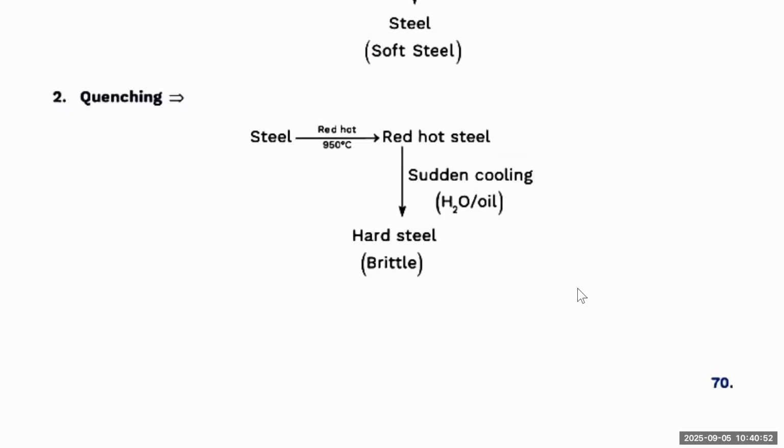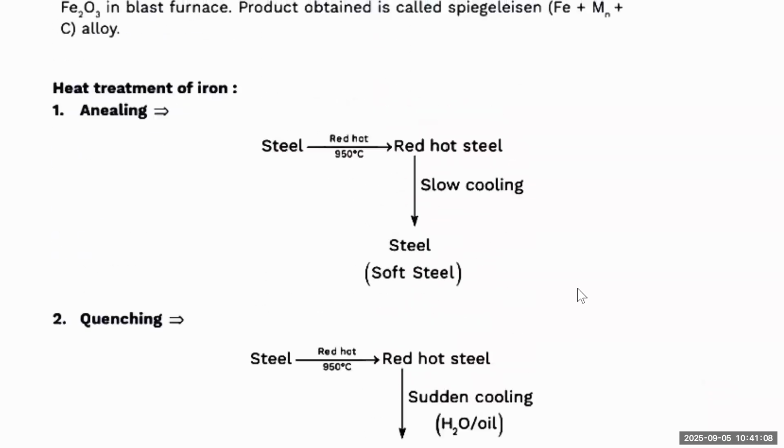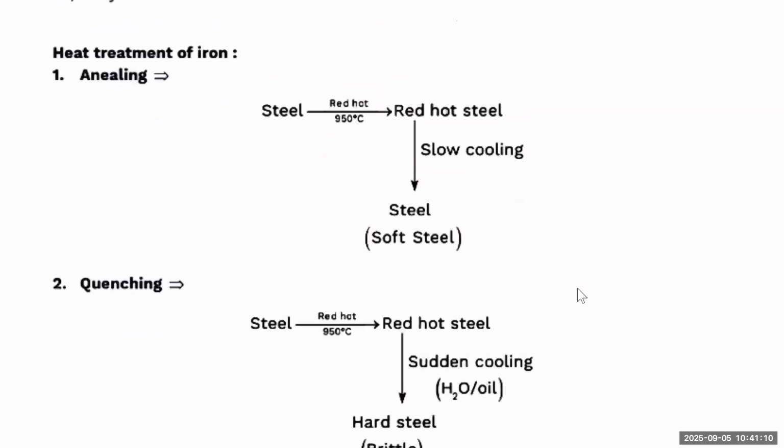Next is quenching. You take steel, heat it strongly, and then do a gradual cooling here in the presence of oil or water. That will become a hard and brittle steel. Are they clear? This is called quenching. So remember annealing and quenching. This difference is only with respect to cooling.